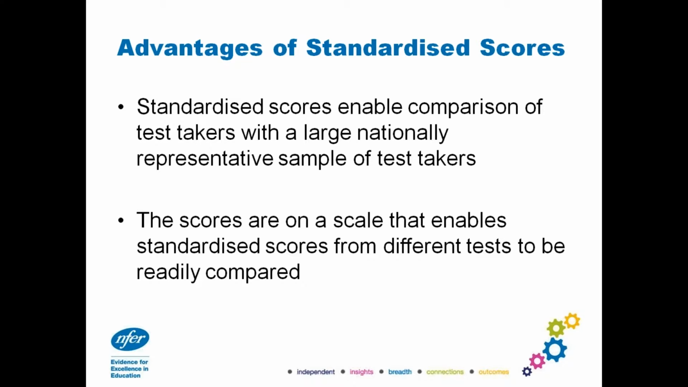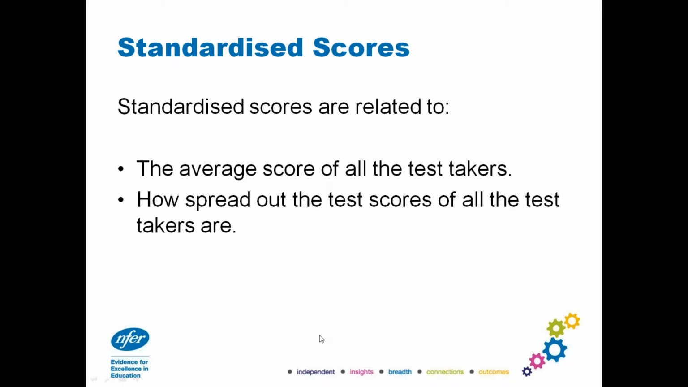Standardised scores are related to two different things. Firstly, the average score of all the test takers. If you have a large sample, say 1,000 children who have taken the test, the average score of all the test takers is calculated. The other thing they take into account is how spread out the test scores are. Typically you'll have a range of marks. There'll be more in the middle towards the average, but there'll also be some very high performers and some low performers. So the spread is a really key measure with standardised scores, and we'll show that visually on the next slide.